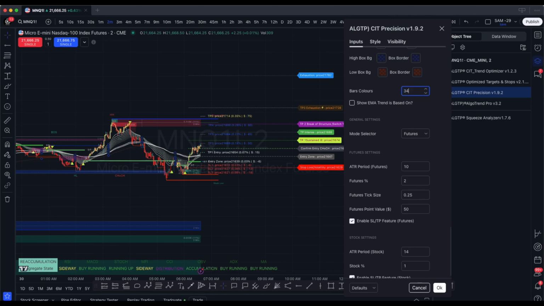Yeah, try changing it to 34. Then which part will change? So now, okay, let's try changing it to 50.